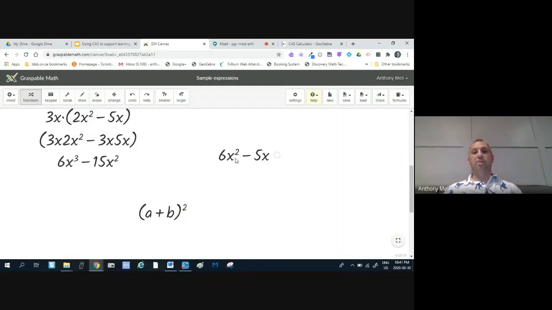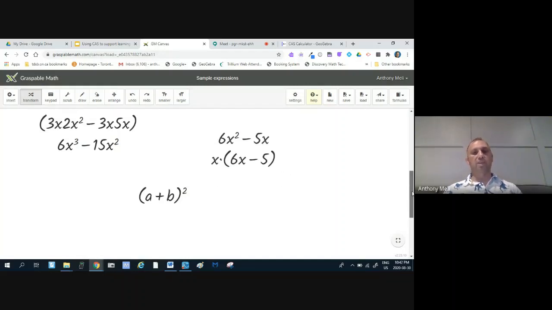Here, for example, 6x squared minus 5x, it's already simplified. I can't add these terms, it'll shake me off. I can't do anything with the exponent or multiply. What I could do is factor it. So there's an x in each term. I'm going to grab one x and drag it over onto the other one to make it obvious that they have an x in common as a common factor, and it factors it out. It's pretty cool. Again, I'm not doing any typing here.